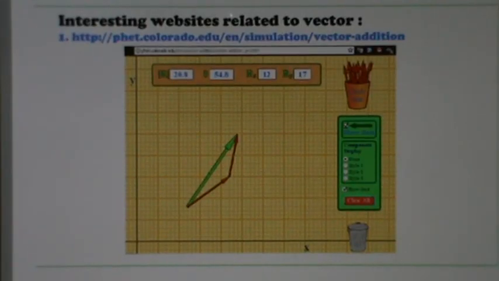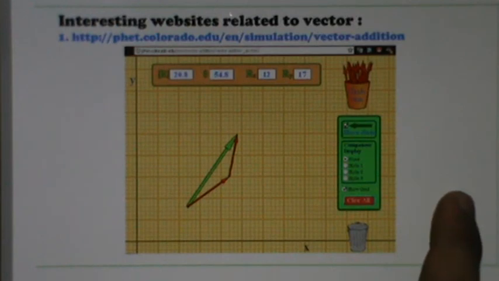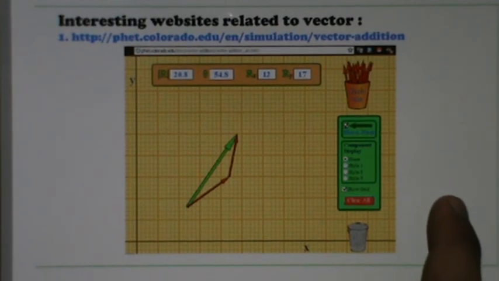So at this stage, I will finish the discussion about vector addition here. There are still more discussion on vector, but we will get to those topics soon. Again, I would like to encourage you to explore these websites and get practice or play around with the simulation, so that you will get the idea how to do the vector addition.